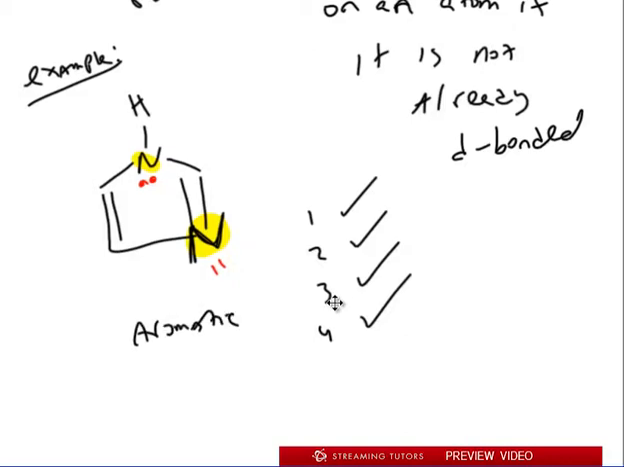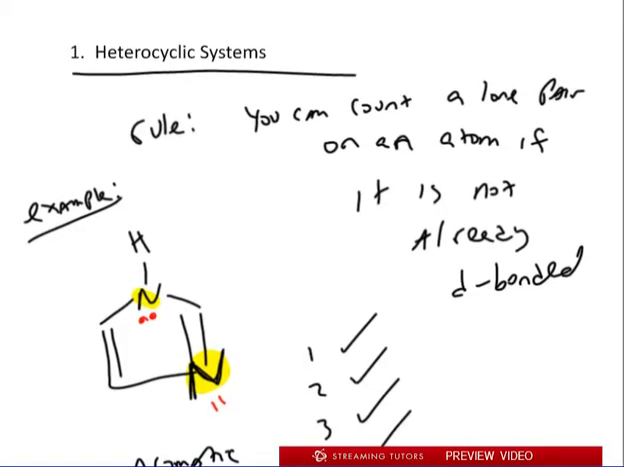Now, again, the key here is that we could not count the lone pair on this nitrogen because it already had a double bond, but this one we could. That's it. It's very simple. I don't want you to think this is complicated because it really is not. It's as simple as that. Okay? So there are a few other examples I could do with you.